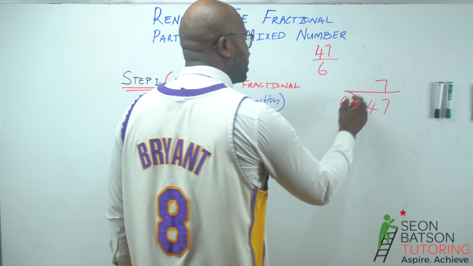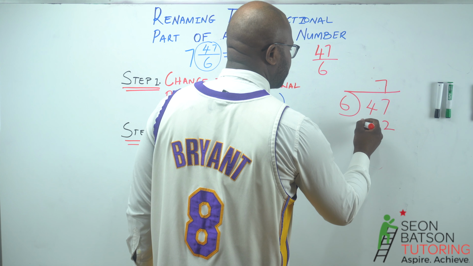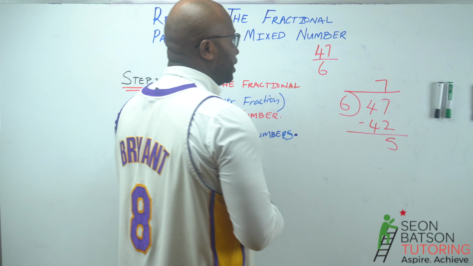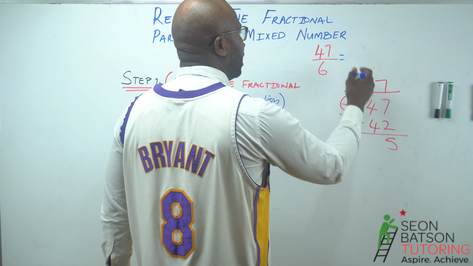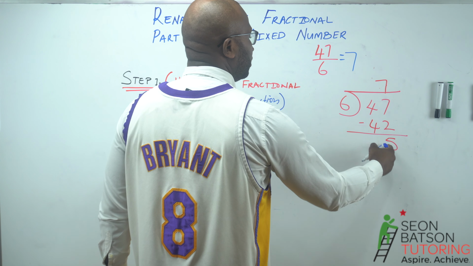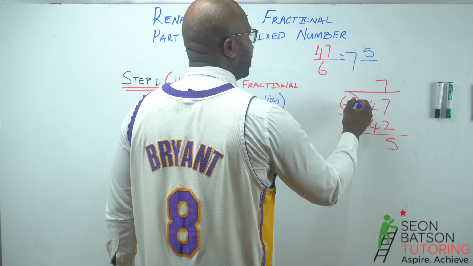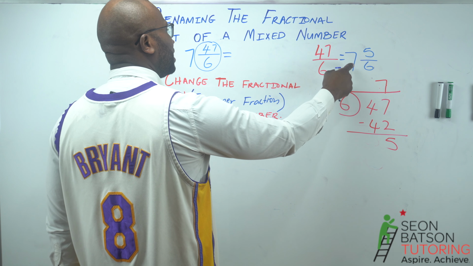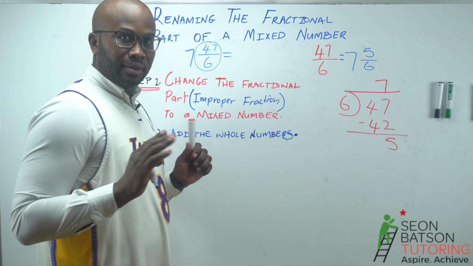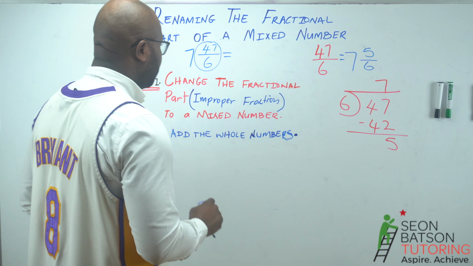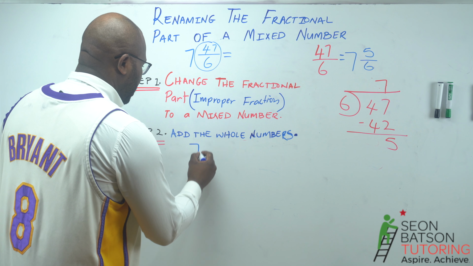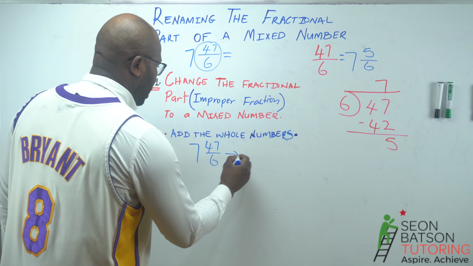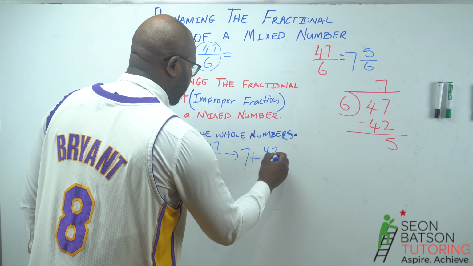Yes? 6 times 7 is 42. We subtract and we get 5. And if you remember now, the number on top of the house is our whole number. The numerator will be the remainder, and the denominator stays the same. Yes? So 47 over 6 is equal to 7 and 5/6. Did you get that? Very good. Now, before we add, let's first rewrite 7 and 47 over 6 as 7 plus 47 over 6.